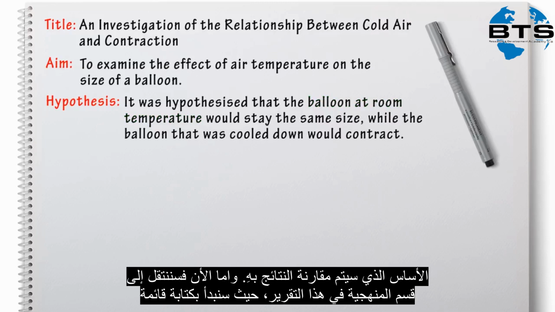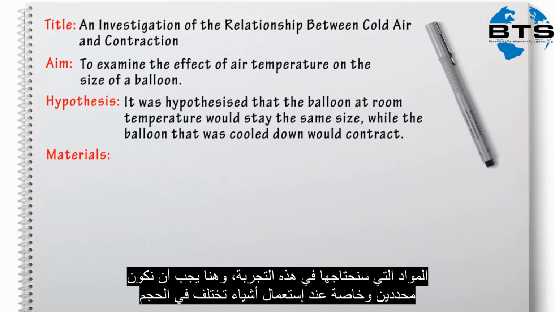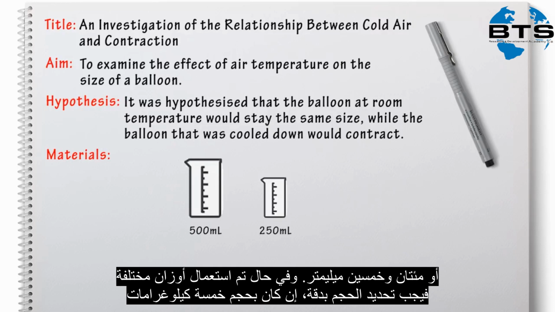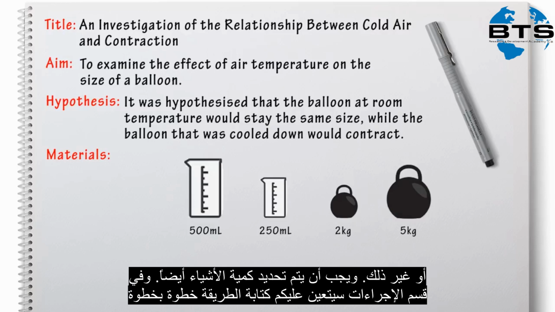Now we're going into what's called the method part of the report, and we're going to start by listing the materials that we'll need. So you want to be really specific in this part of the report, especially when it comes to using different sizes of things. So if you're using different sized beakers, actually specify what size of beaker it is, whether it's a 500ml beaker or a 250ml beaker. If you're using different weights of things, say how heavy it is, whether it's a 2 kilogram weight or a 5 kilogram weight, and also list the quantities of things as well.